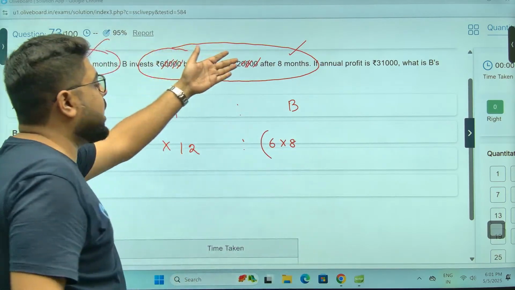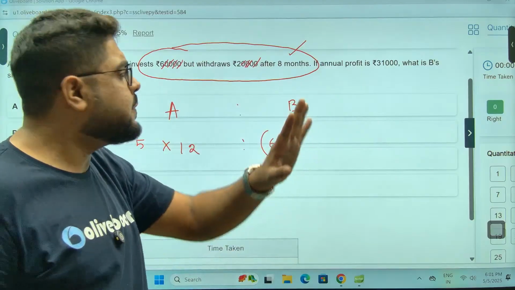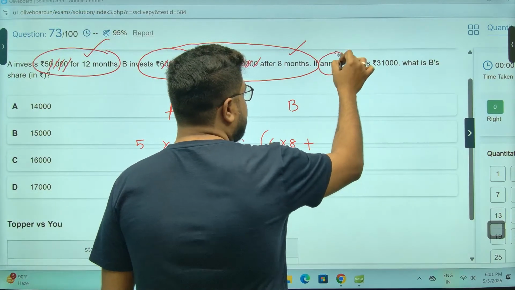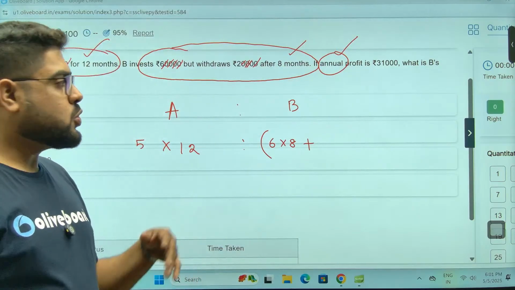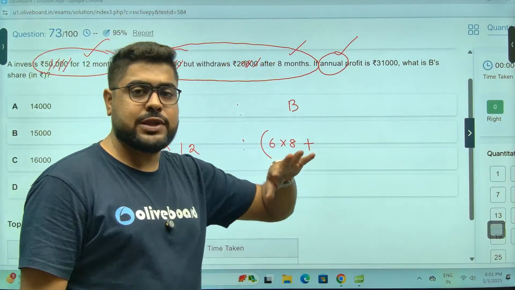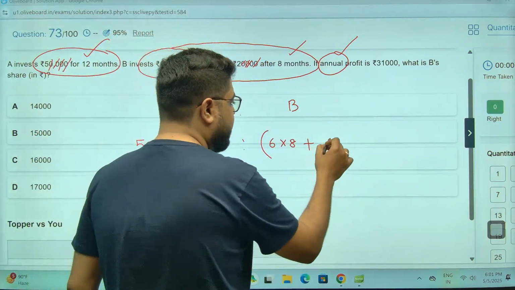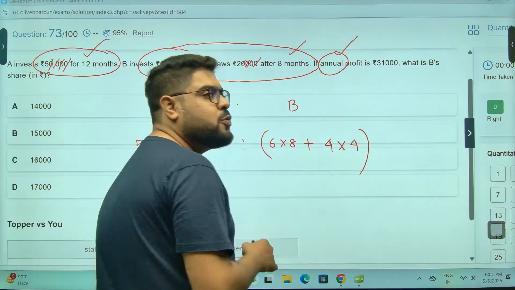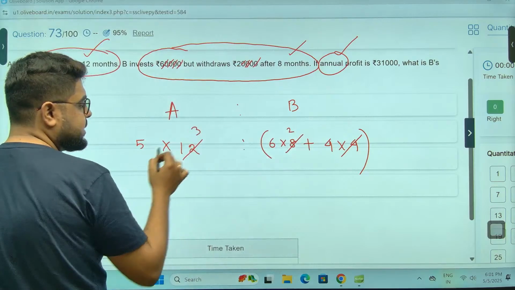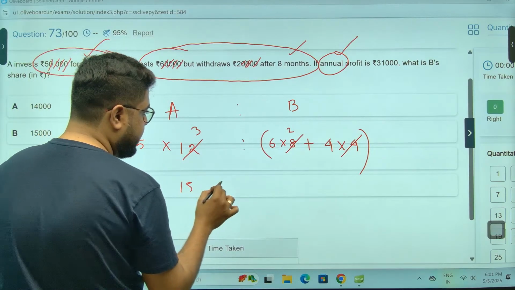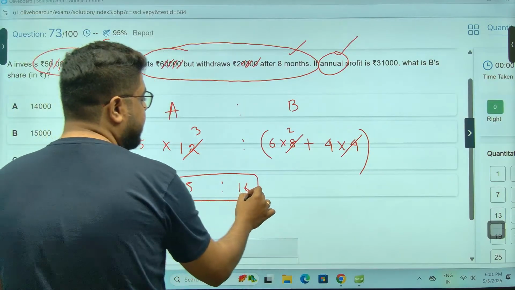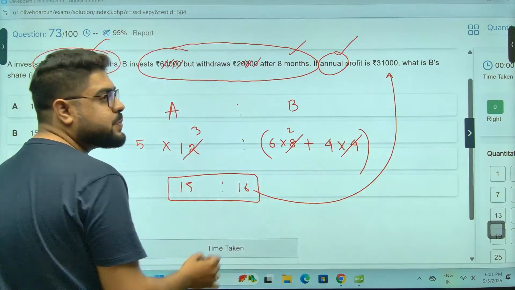You see, he has drawn out 2 rupees after 8 months, meaning for the first 8 months, 6 rupees was there. Now, for the next 4 months, because it's an annual profit, total business 12 months. So for the first 8 months, his capital was 6 rupees. Now, 2 rupees he has withdrawn for the last 4 months. So for the last 4 months, his capital is 6 minus 2, 4 rupees for 4 months. Calculate, sir. Ratio 15, and 12 plus 4 is 16. So total is 31 parts, 15 parts plus 16 parts.